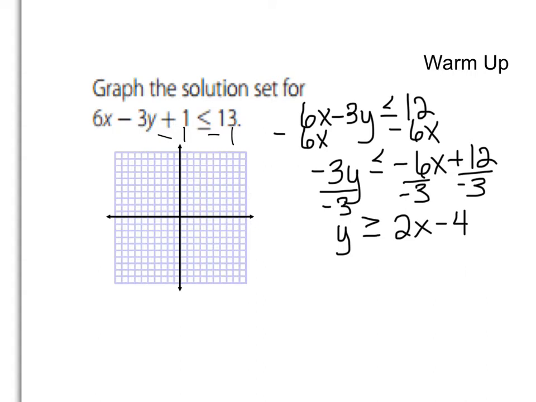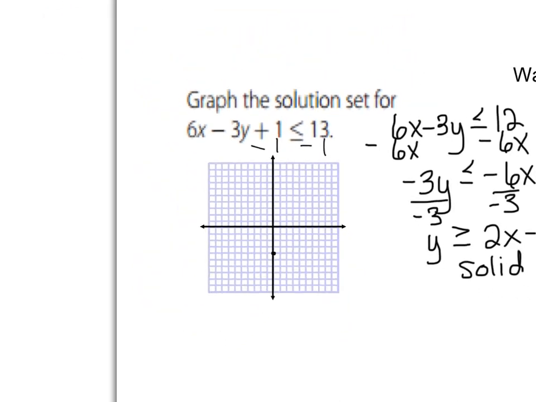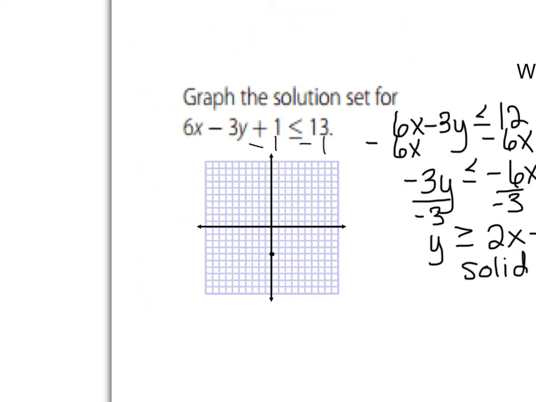Just to remind myself, I look at my inequality sign. Is that going to be solid or dotted? It has the equal to part to it, so the line will be solid. So I'm going to go ahead and jot that down. So we have minus 4 is our starting point. So down 1, 2, 3, 4. And then our slope is a positive 2, so that means up 2 over 1. So start from here, we go up 1, 2 over 1.